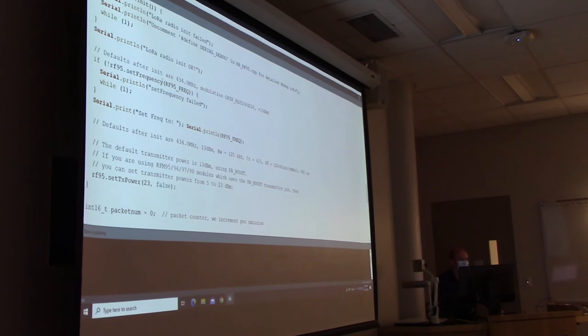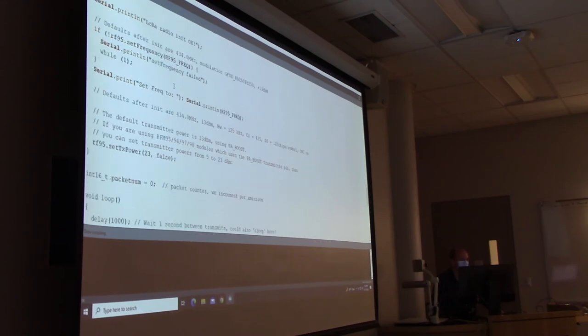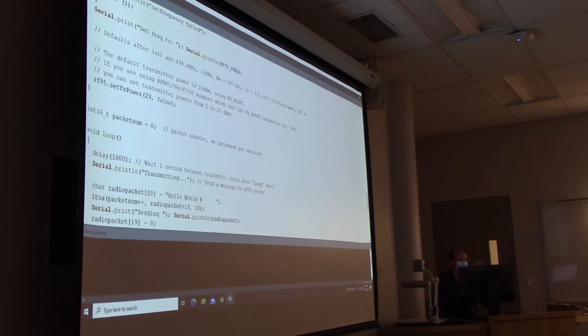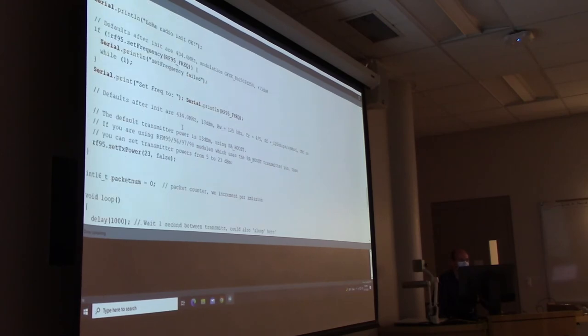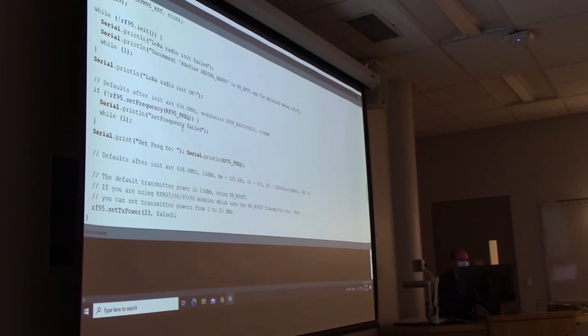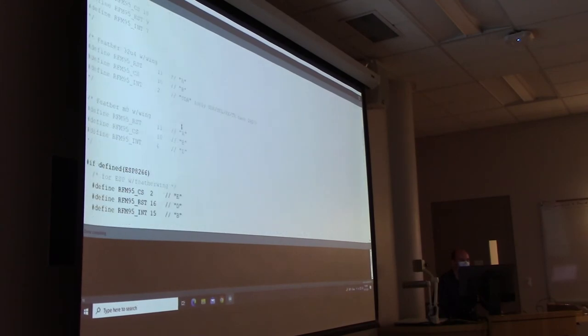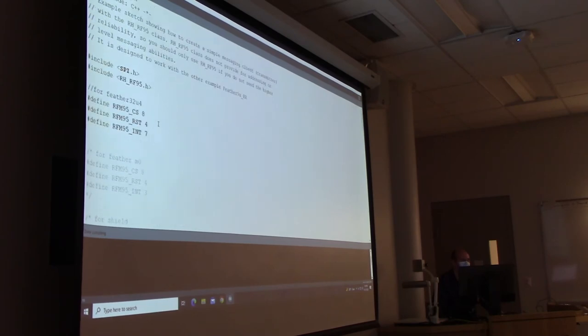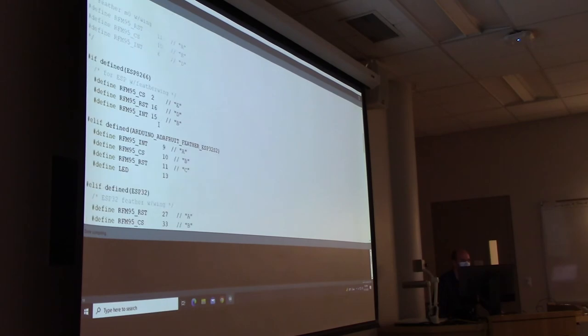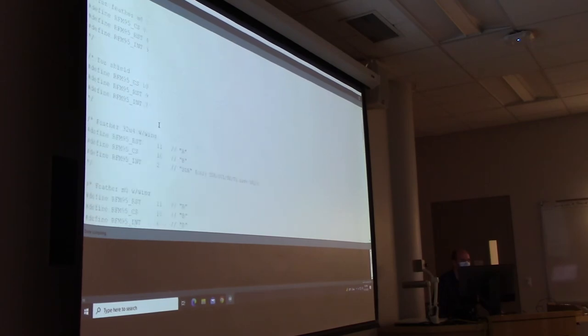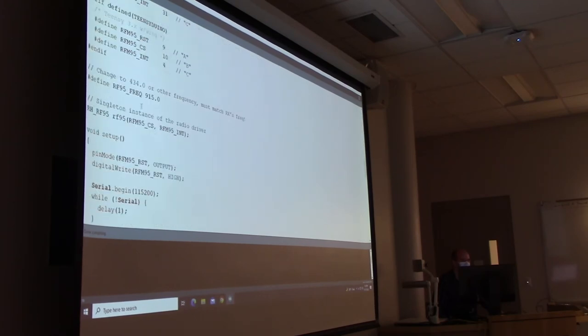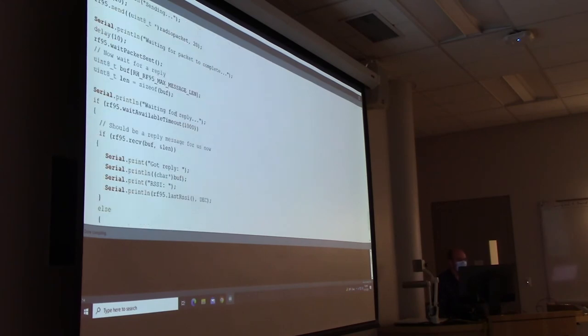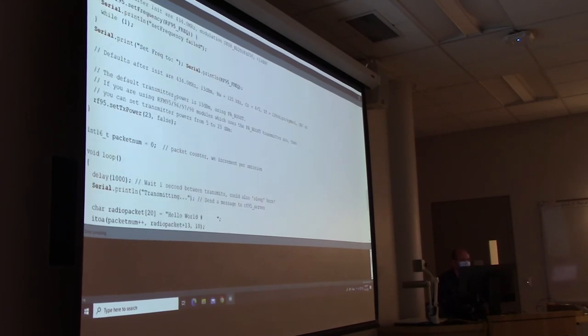Then it sets a frequency. The frequency is defined earlier, and then it defaults. One thing to note for the default is, I don't think it defaults to that. I think it knows to do 915. Right, so it knows what frequency it needs to be set. So some of this comment is not correct for this particular code.